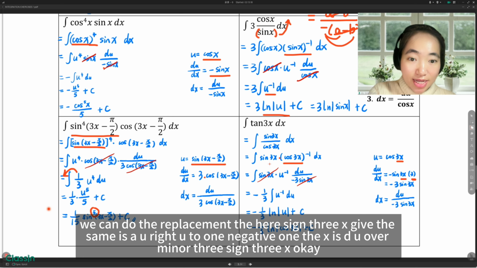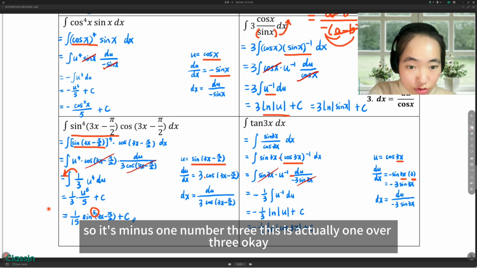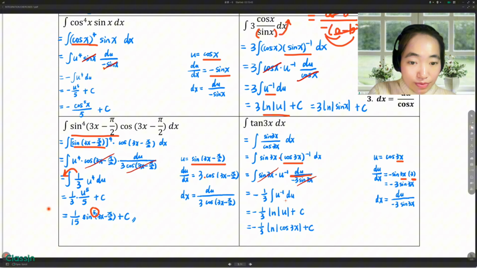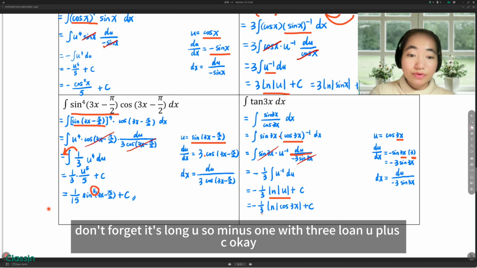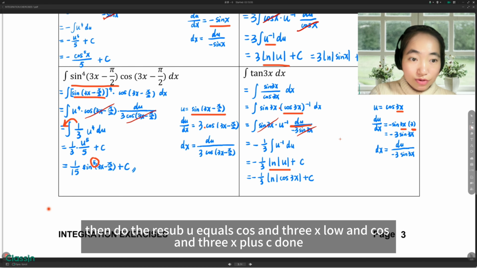Okay, we can do the replacement. Here, sine 3x keep the same. This is u to the power negative 1. Dx is du over minus 3 sine 3x. And then since sine 3x can be canceled, there's a minus 3 here, but this is in the denominator, right? So it's minus 1 over 3. And then u to the power minus 1. We said many times, u to the power minus 1 gives ln u, okay? Don't forget it's ln u. So minus 1 over 3 ln u plus c. Then do the resubstitution, u equals cosine 3x, so minus 1 over 3 ln cosine 3x plus c. Done.